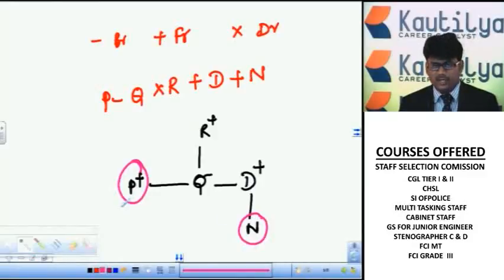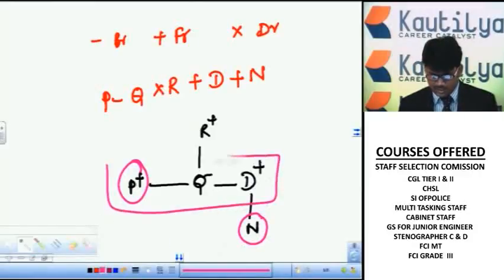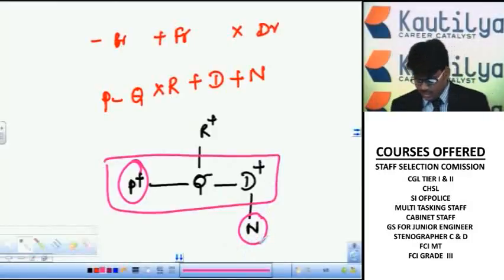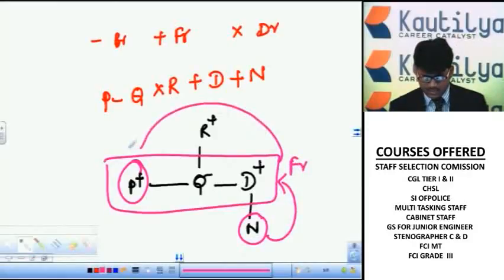P is in the upward direction, N is in the downward direction. P and Q and D are in a sibling manner, then N is in the downward manner. N is called son to D as a father. That father D is called brother to P. Finally, N is called to P as father's brother. Father's brother is paternal uncle. P is paternal uncle of N. This is the answer for the question.